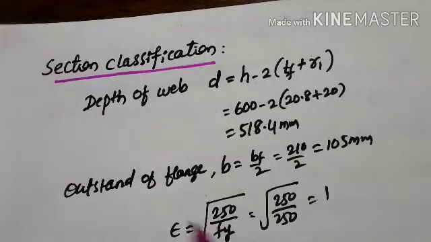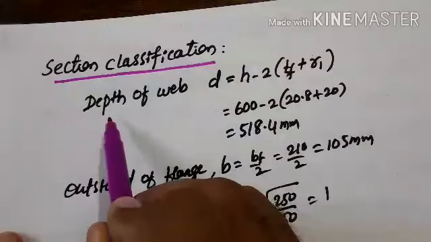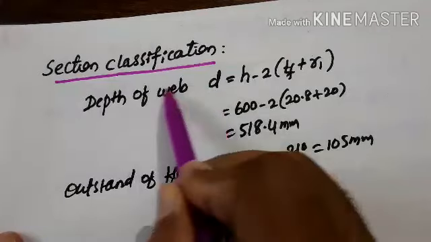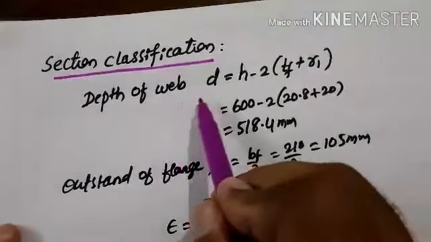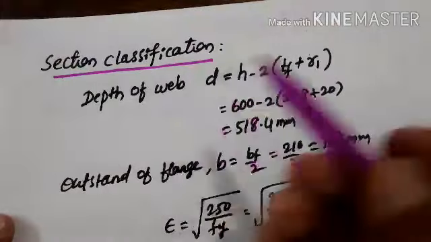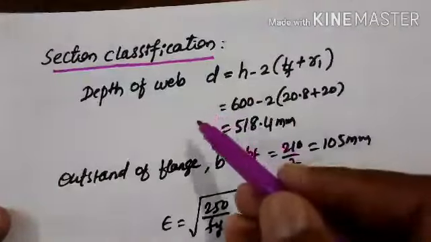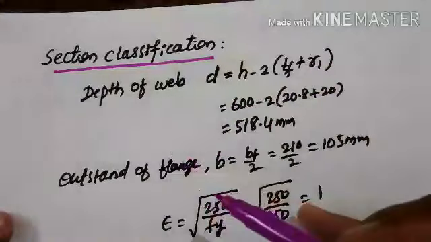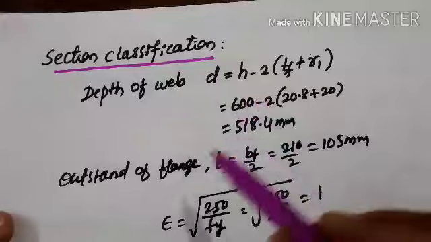So let us check the section classification. Just take the depth of the web, that is D, and you know how to take the effective depth of the web for the section classification. On section classification we have solved some numericals. Just refer to the previous lectures, and you will come to know how the section classification has been done.